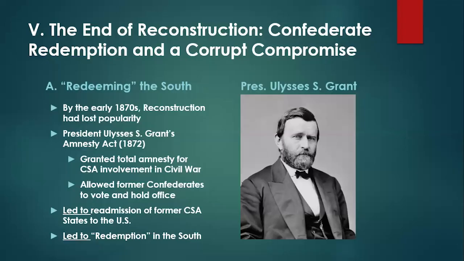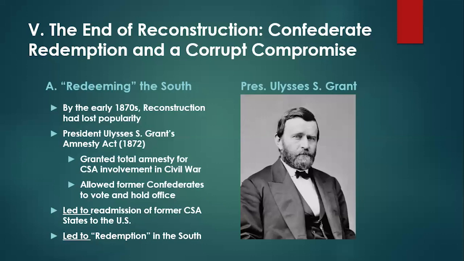And for all these reasons, President Ulysses Grant, who had actually been the commander of the Union Army, all right, and he was a Republican leader, a member of the party of people like Abraham Lincoln and the Radical Republicans, passed an act known as the Amnesty Act of 1872, in which he decided to grant total blanket amnesty for Confederate involvement in the Civil War. Okay, this allowed former Confederates to once again vote and hold office. They didn't need to take any kind of ironclad oath. They were just granted amnesty, and their states were able to rejoin the Union.